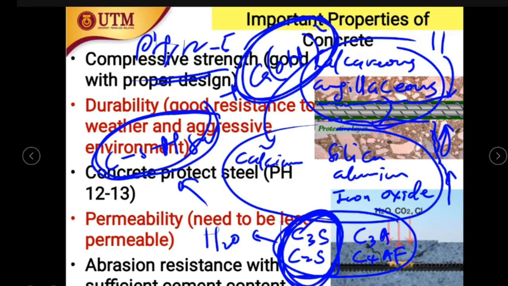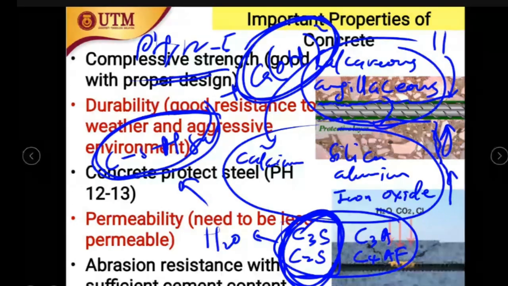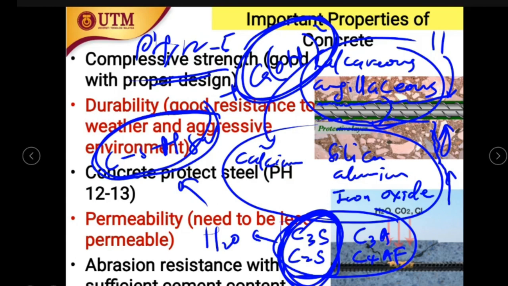So in order to ensure that your RC or your concrete is durable, one way to prevent your steel from being corroded is that the alkalinity of your concrete has to stay above 12.5. We don't want to allow any acid, external agent or chloride to penetrate into our concrete.